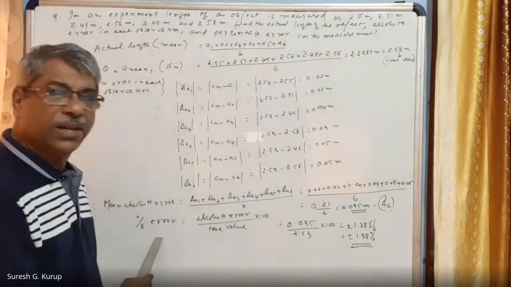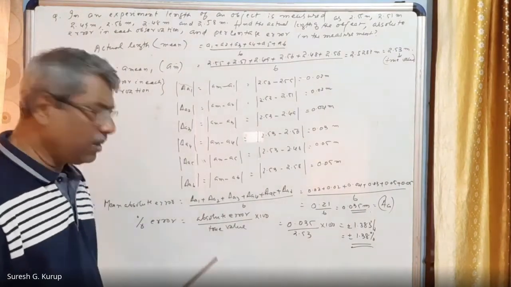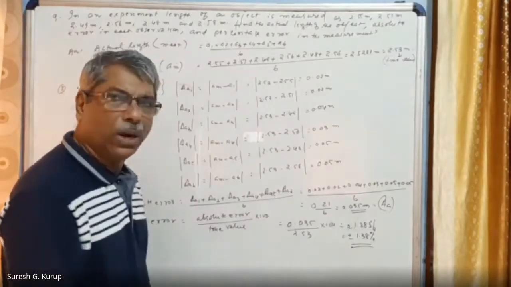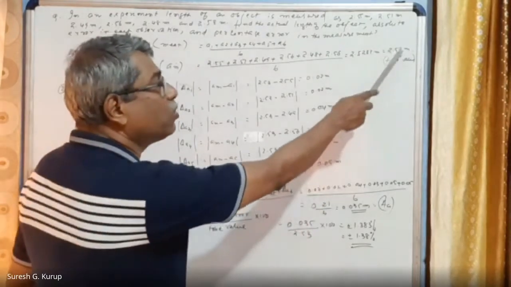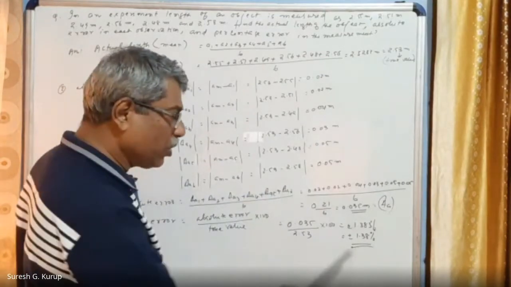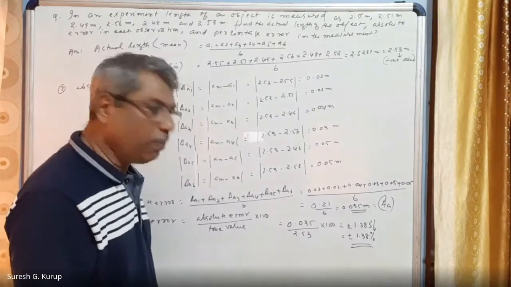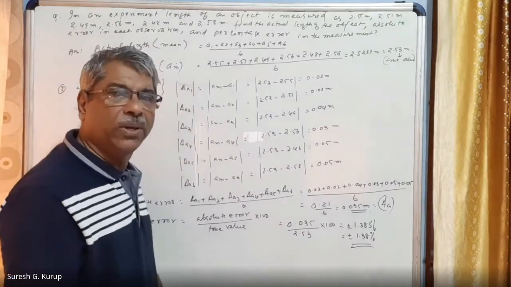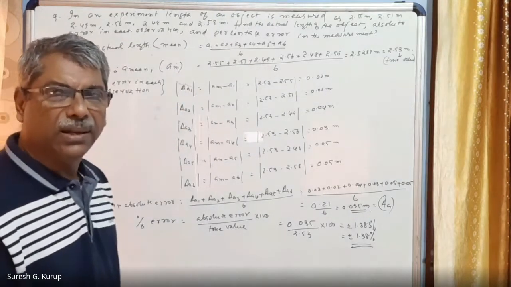Now, the percentage error in the calculation is equal to the mean absolute error, or absolute error generally, divided by the true value, into 100. The absolute error we have found now, divided by 2.53, that is the true value, into 100, that is equal to 1.383%. With the proper significant digits, that is equal to plus or minus 1.38%. This is the percentage error in the measurement.